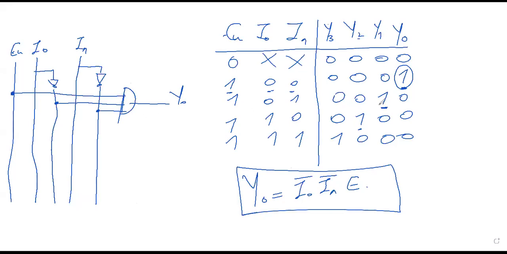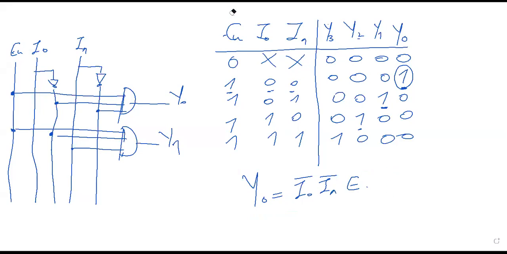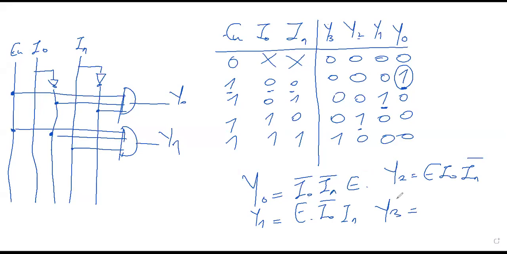Y1, same difference. I only have output Y1 in this case. So this is enable, I0 bar, and I1, and I have these 3 again giving Y1. Y2 is enable, I0, I1 bar. Y3 is enable, I0, I1.